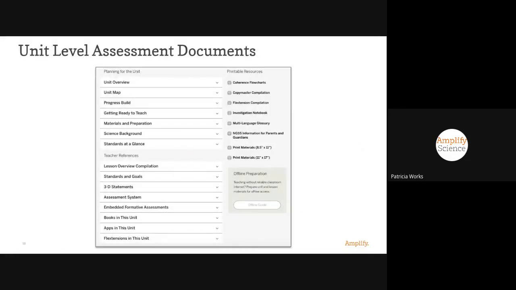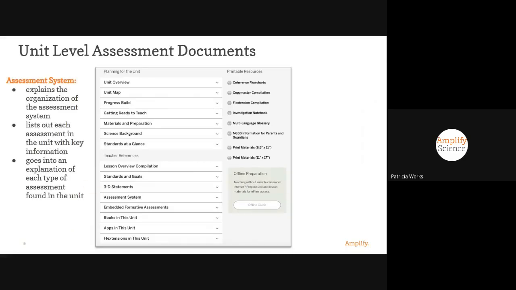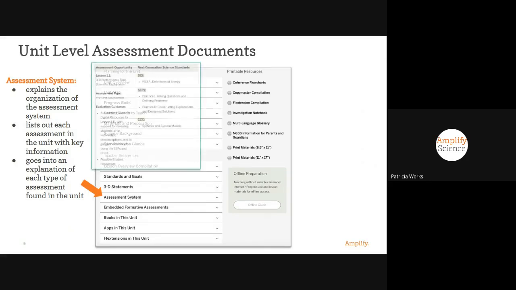Okay, so here again is where you find the assessment documents on the main unit page. There's the assessment system document that tells you a little bit more about the organization of the assessment system, lists all the assessments in order, and it also goes into an explanation of each type of assessment found in the unit. You get just some key information about each assessment, which of the standards it's targeting, what type of assessment it is, what kind of evaluation guidance is there for you.